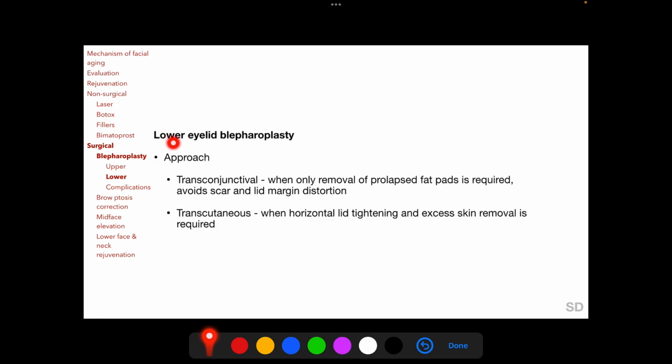Lower eyelid blepharoplasty can be done either through a transconjunctival or a transcutaneous approach. A transconjunctival approach is employed when only removal of prolapsed fat pads is required and there is no need for removal of excess skin or horizontal lid tightening, and the transconjunctival approach avoids external scar formation and lid margin distortion which may occur with a transcutaneous approach. However, a transcutaneous approach is required when horizontal lid tightening and excess skin removal is needed.